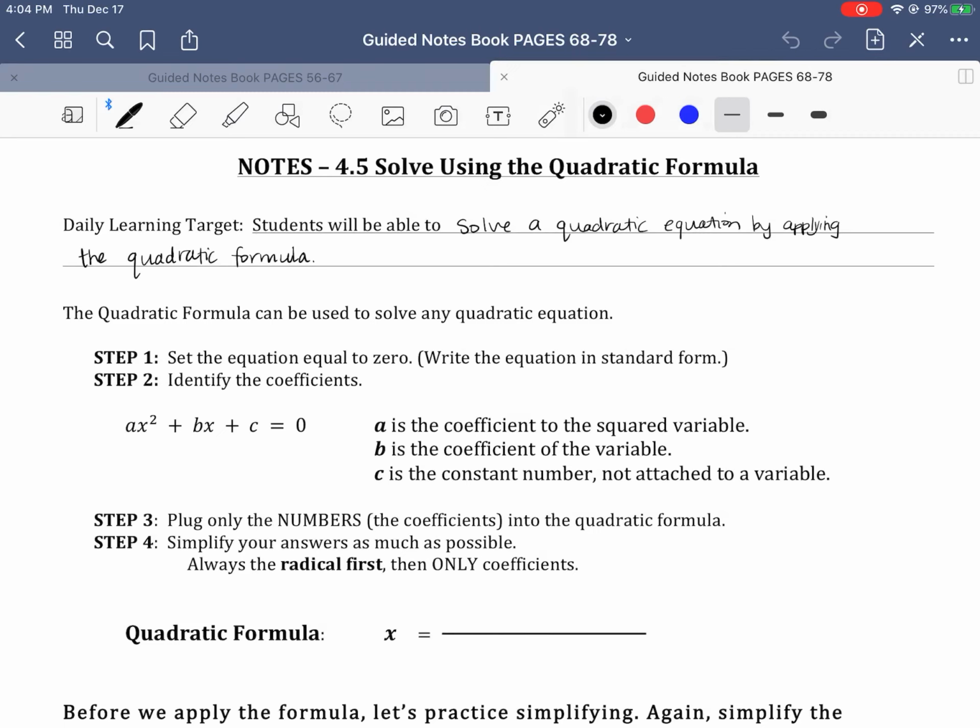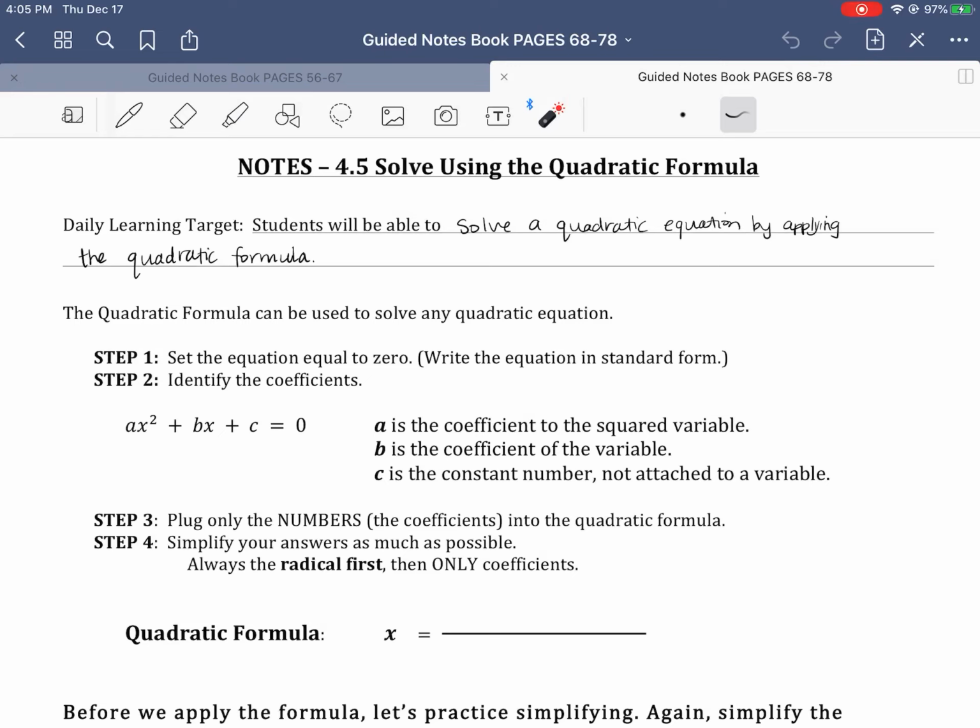The first thing you want to make sure that you do when you're going to use the formula that I'm going to write out in just a second is make sure that the equation is set equal to 0. If it's not in standard form and you identify an a, b, and c value, and it's not equal to 0, then whatever's over here probably should be added or subtracted to this side. It's going to affect those a, b, and c values. So make sure everything is on one side. Then you're going to identify a, b, and c. Remember, a is the coefficient of the squared variable, b is the coefficient of the variable in the middle, and c is the constant number, so it's not attached to a variable.